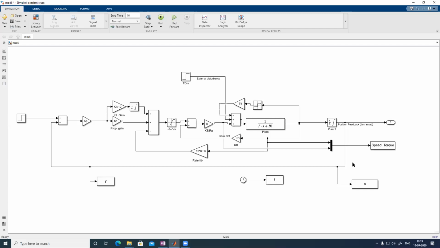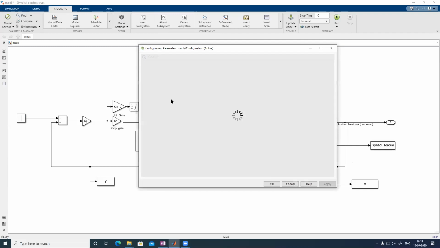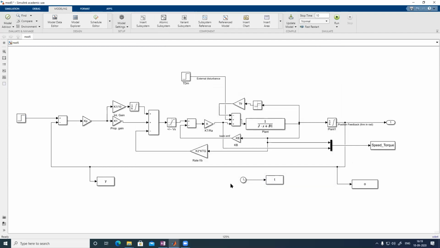The graph is not coming. Yeah, you have to run it here. Before that, you have to set the configuration parameter. Model configuration parameter, fixed step ODE, 0.001. And after that, you have to run it. That file also you have to run it.